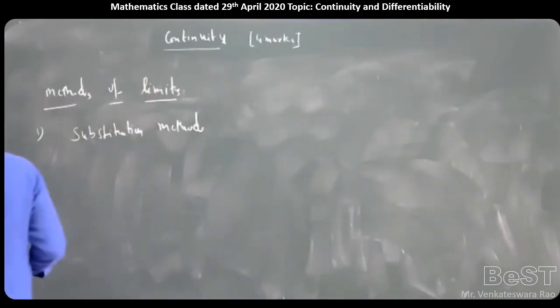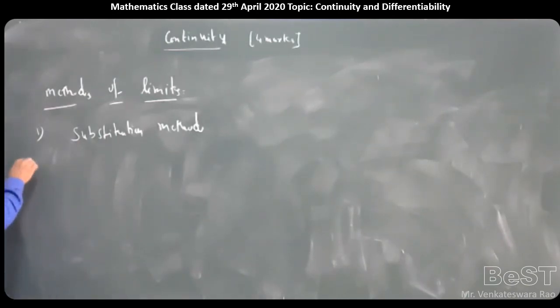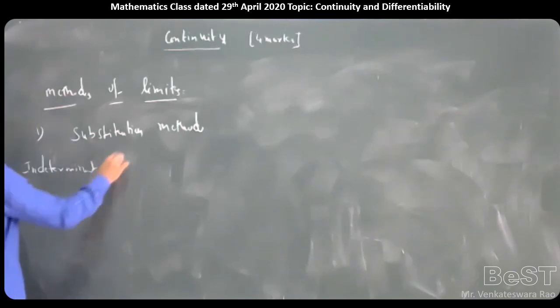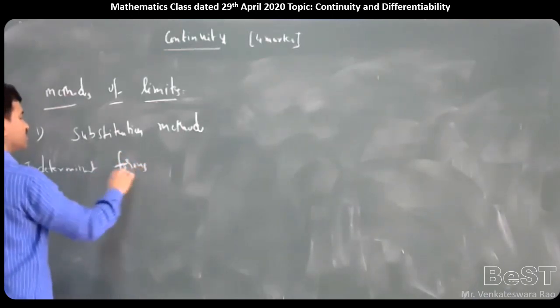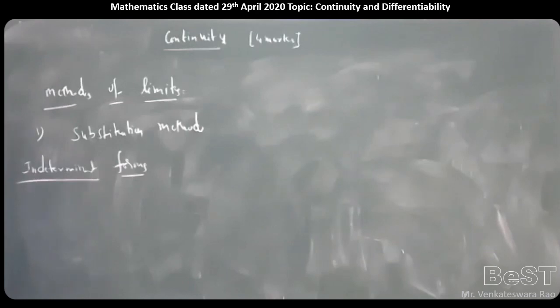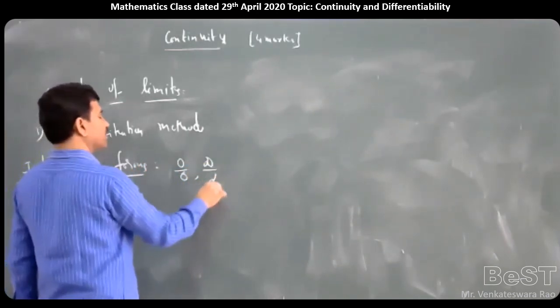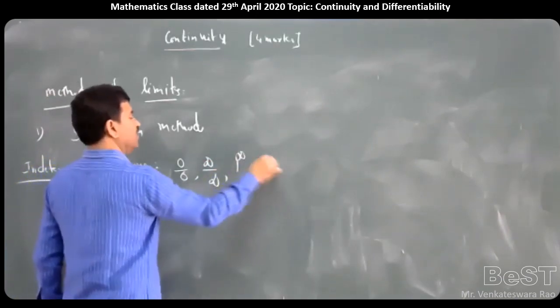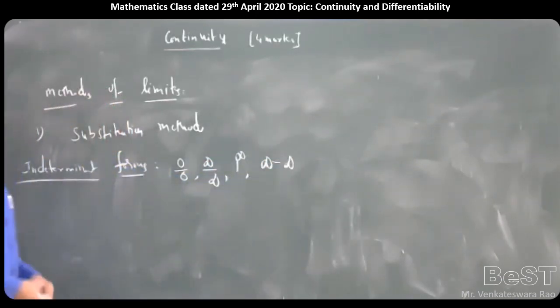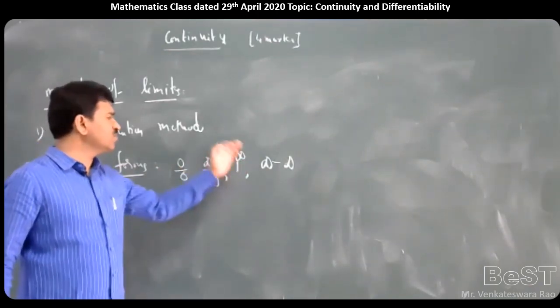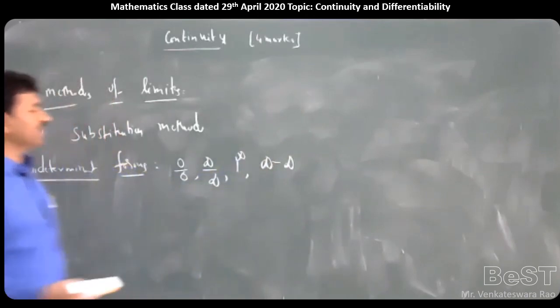If the substitution method fails, when can we say it has failed? Note down the indeterminate forms: 0 by 0 mainly, infinity by infinity, 1 power infinity, infinity minus infinity. We should not use these in mathematics: 0 by 0, infinity by infinity, 1 power infinity, infinity minus infinity.